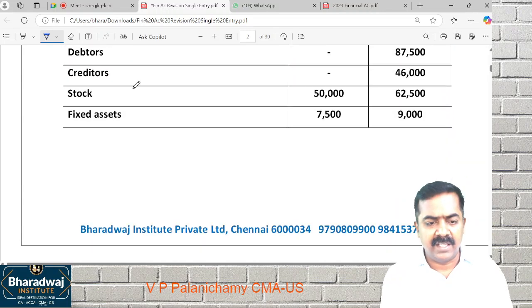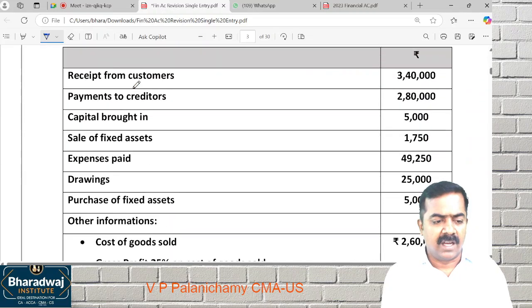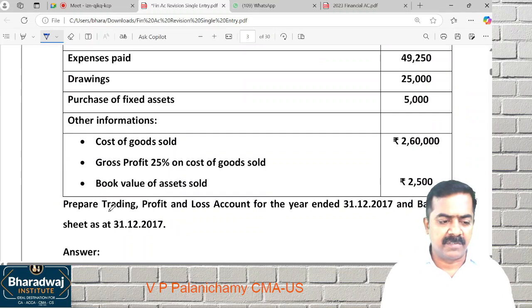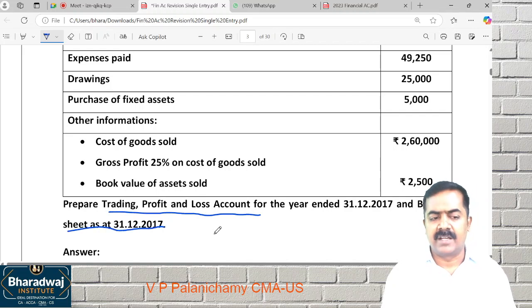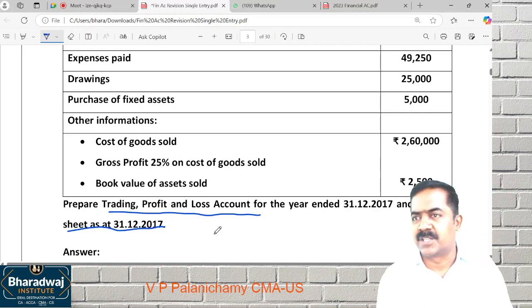When they give you a lengthy question like this, always read what is expected. What is expected? They ask you to prepare which account? Trading P&L account and which one? Balance sheet account. Trading P&L account and balance sheet account. Is it the statement of affairs method or the conversion method? Conversion, that is the final accounts method.